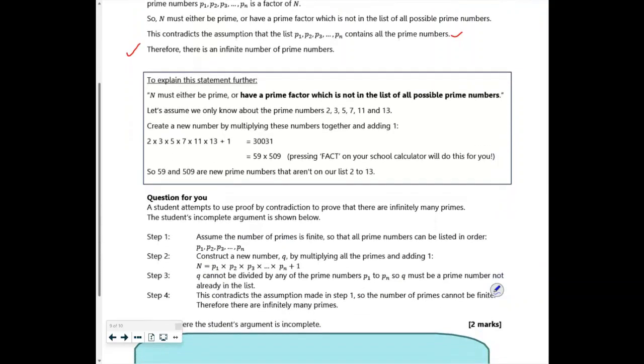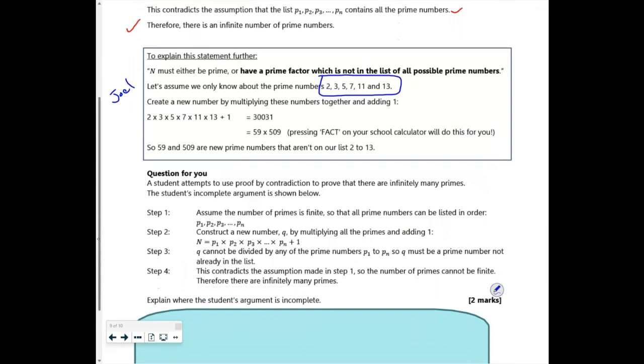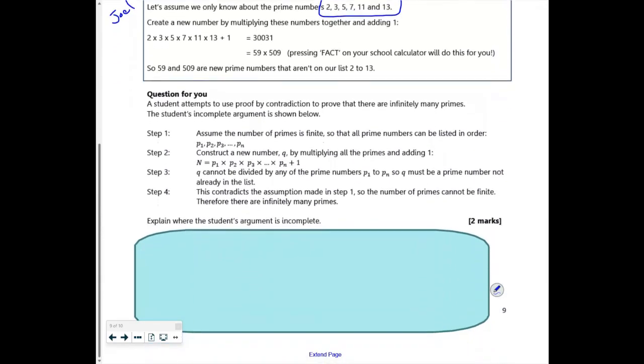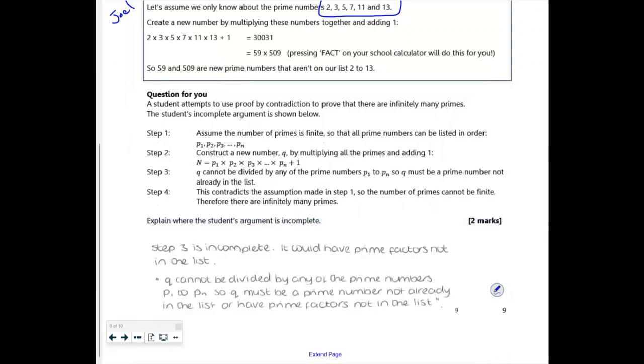So this is like an example that Joel did, where he did it with numbers to show you that if that was your box of prime numbers, they were the only prime numbers that existed in the world, you multiply them together and add 1, and you get this new number, which contains prime numbers outside of your box. So there you go. Right, so there's a question for you to have a go at. I just want you to follow it through and see where it went wrong. So have a look at that.